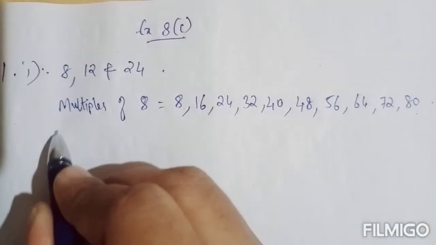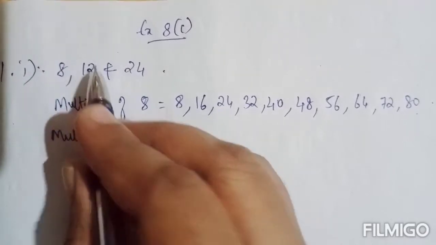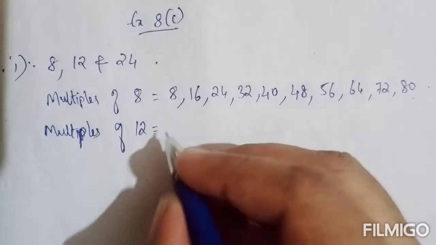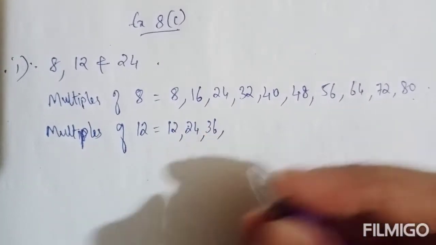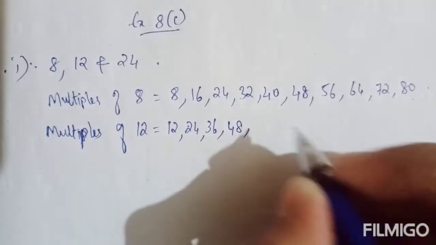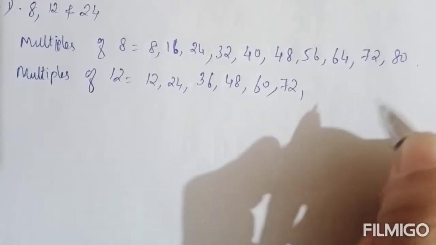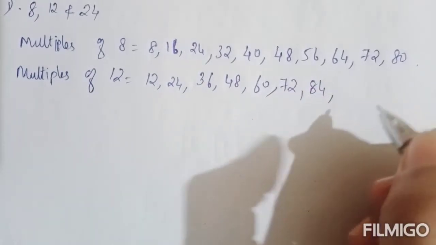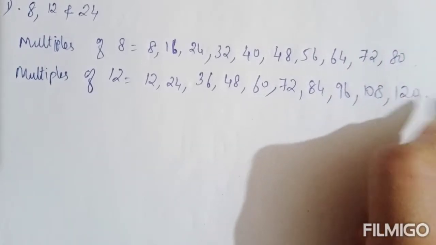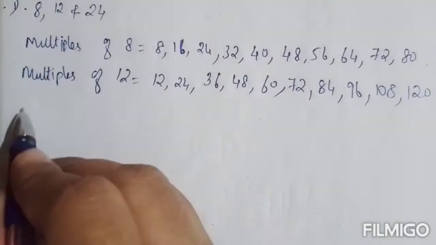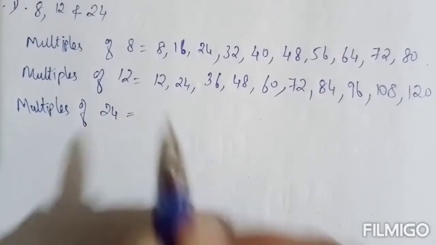Okay, next write the multiples of the second number. What is that? 12. Okay, so 12 into 1, 12. 12 into 2, 24. Into 3, 36. 12 into 4, 48. 12 into 5, 60. 12 into 6, 72. 12 into 7, 84. 12 into 8, 96. 12 into 9, 108. 12 into 10, 120. Okay, now next let us write the multiples of 24.